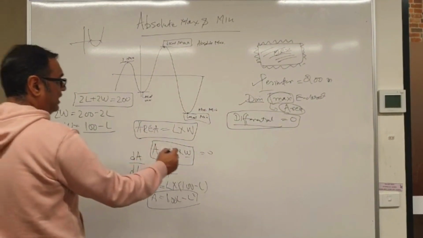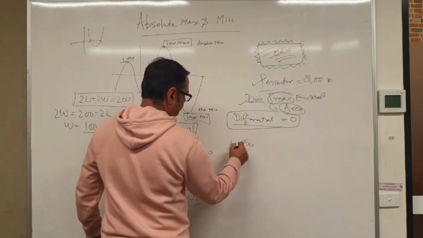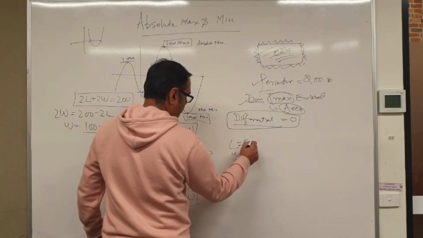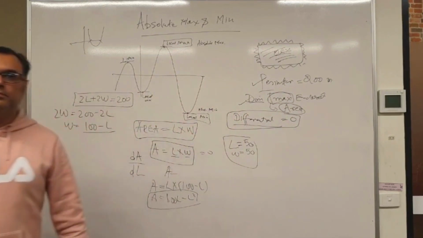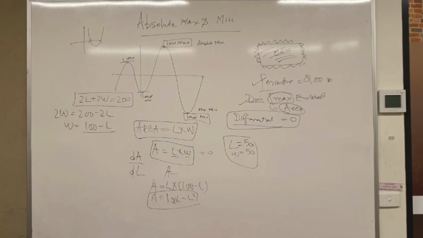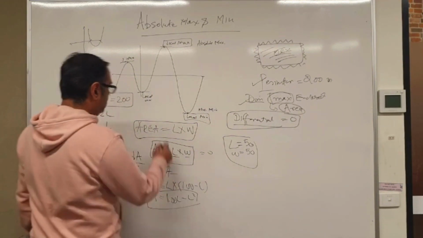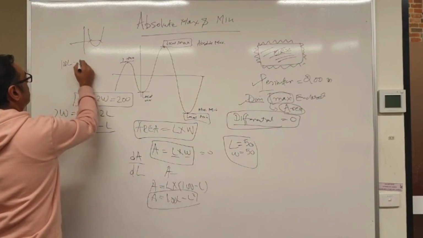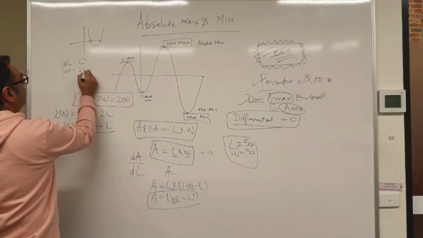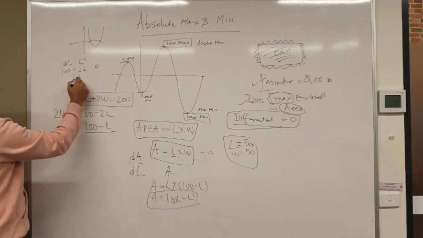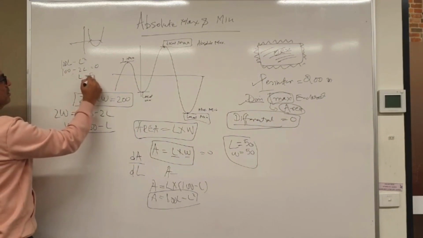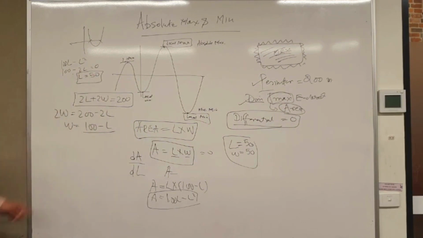So after you solve it, you'll get length equals 50. Width equals 50. Chris, yes? Ryan, yes? Kisha, that makes sense? So 100L minus L square. So it's 100 minus 2L equals 0. L is 50. That's the derivative. And you plug this here, it's another 50. All good? Make sense? Yeah. All right.